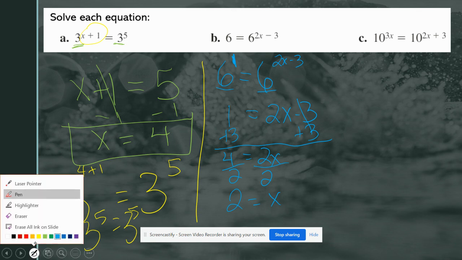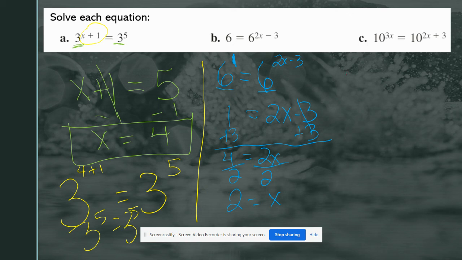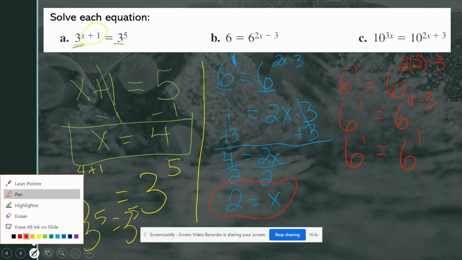But does that work? Well, we have 6 to the first power equal to 6 to the 2 times 2 minus 3. 2 times 2 is 4, and 4 minus 3 is 1. 6 to the first is equal to 6 to the first. That's true. So we know that x is equal to 2.